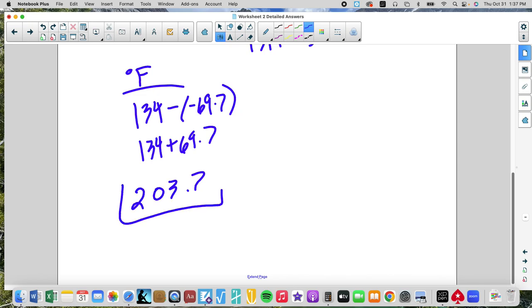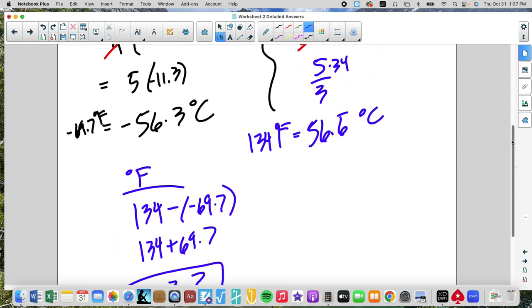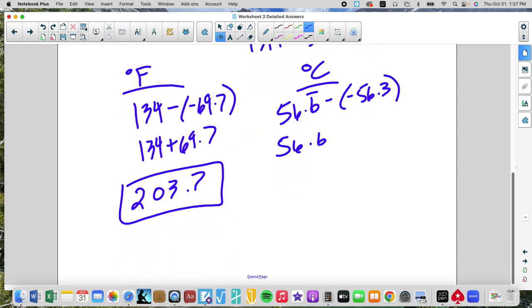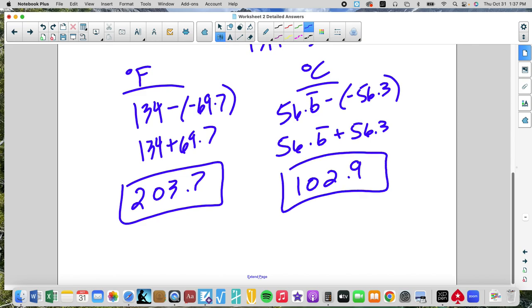56.30,203. That's the gap in Fahrenheit. Celsius is going to be 56.6 repeating minus negative 56.3, and that's 56.6 plus 56.3, which is kind of 0.92, which is 102, yeah. No, 11. The United States, a greater variation.